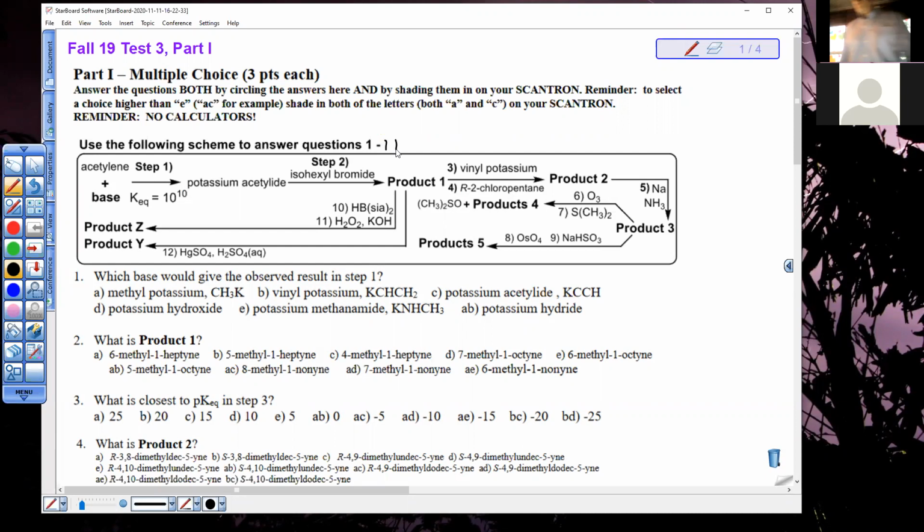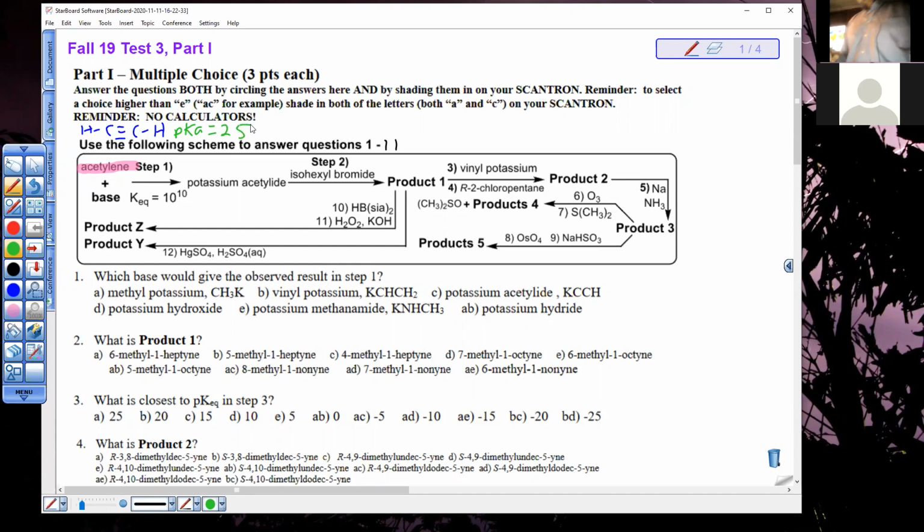And let's start from the beginning. We have to know what acetylene is before we show up for this test. Acetylene is ethine, HCCCH, which makes it a terminal alkyne with a pKa of 25. That is relevant for this scheme. It will be relevant in your scheme too.